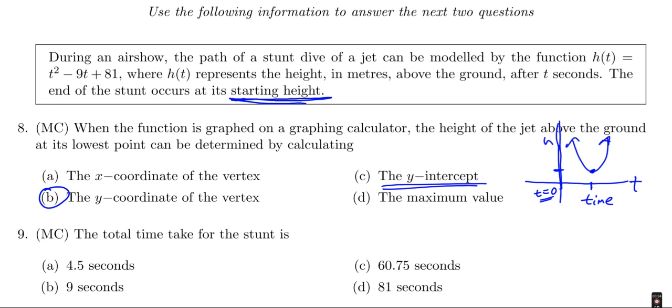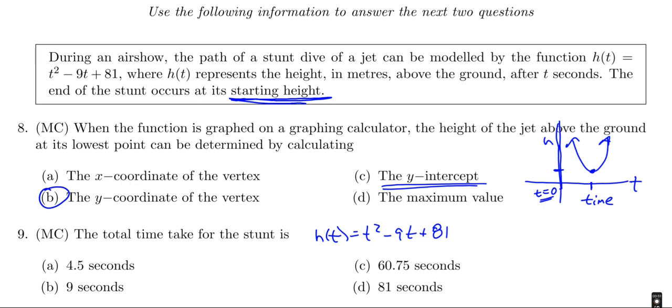Well, okay, what we need to do here is figure out ultimately the time. But what we've got to understand from this is that you must have been given some information about the height. So h of t is equal to t squared minus 9t plus 81. And it says here at the end, the end of the stunt occurs at its starting height.